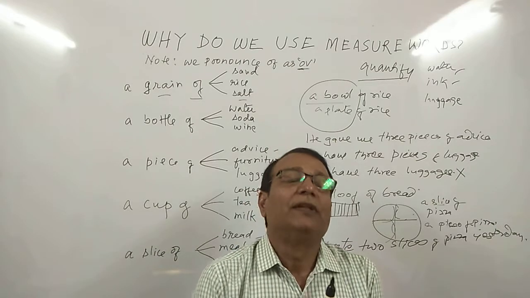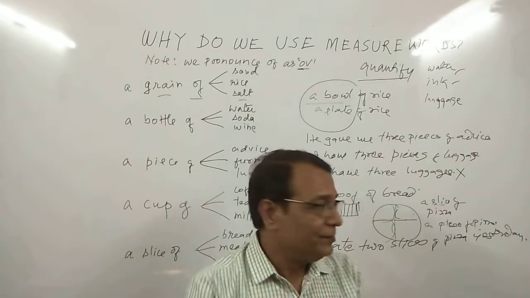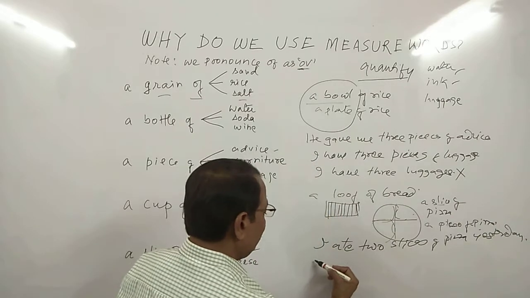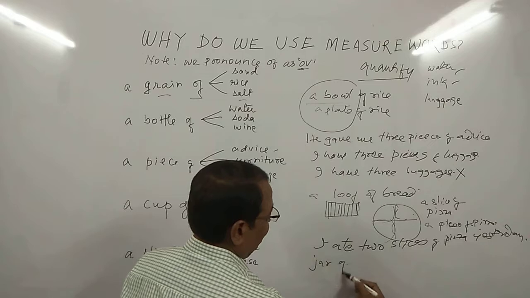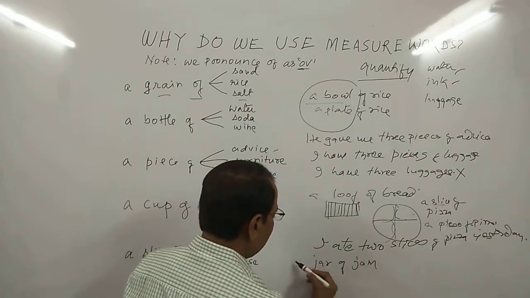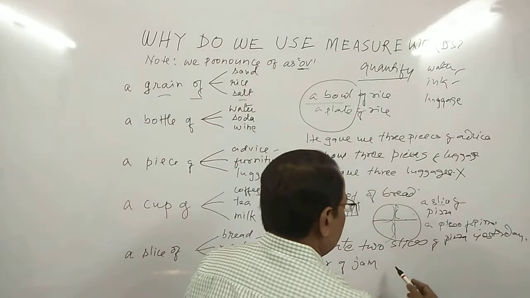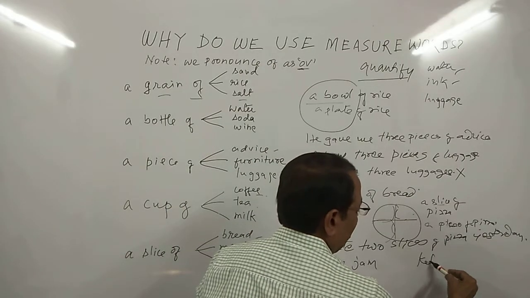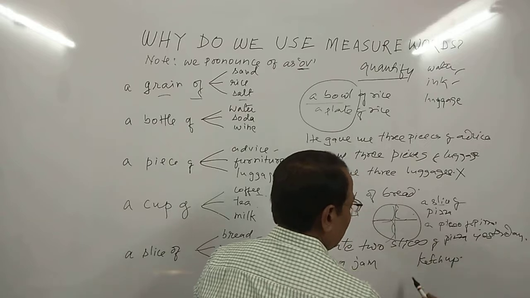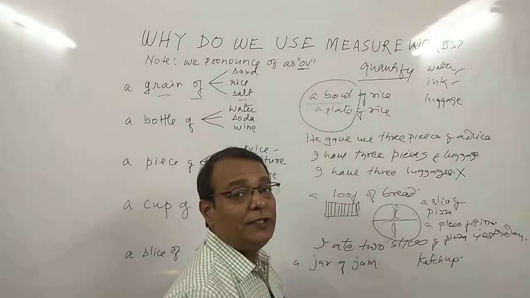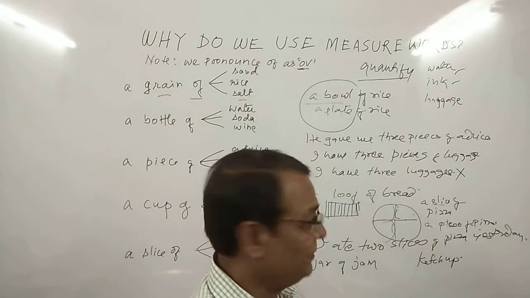Sometimes, suppose you are thinking of jam, right? Actually you are using a jar of jam, a jar of jam, right? Suppose you are buying ketchup, right? It comes in a bottle, and then you can say a bottle of ketchup, right?